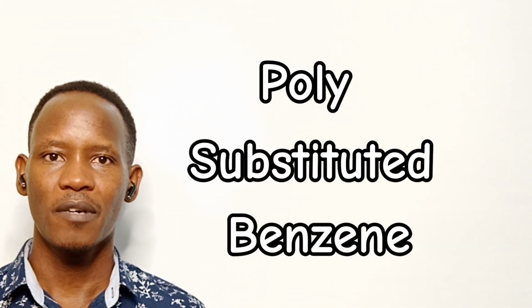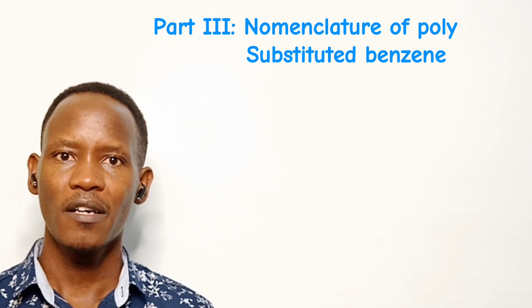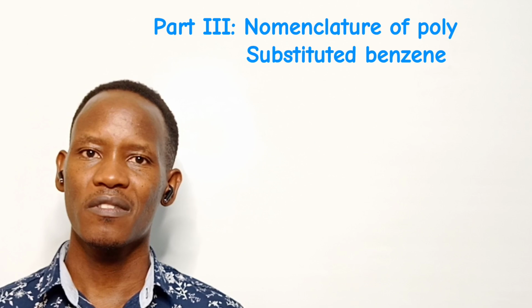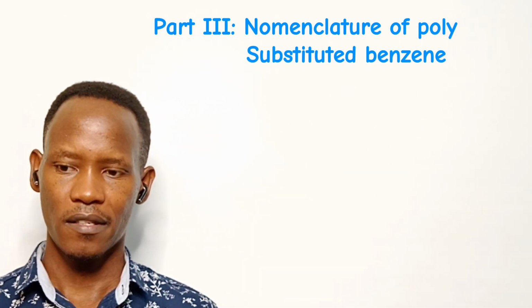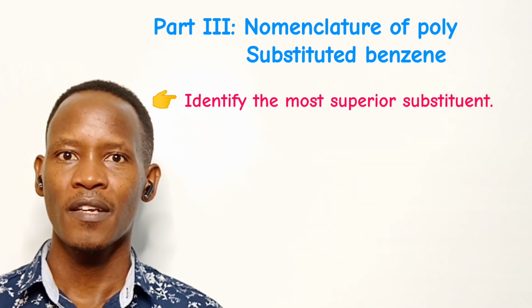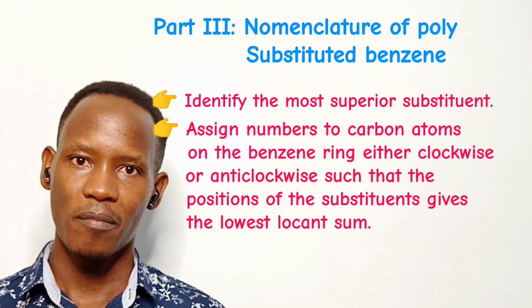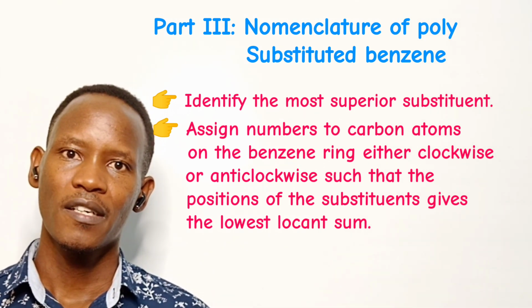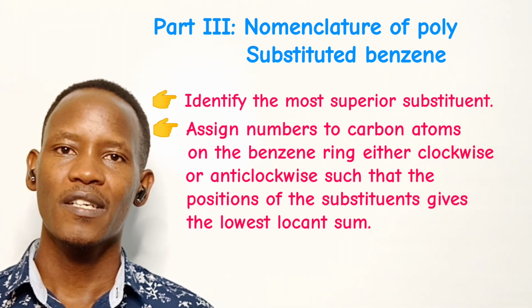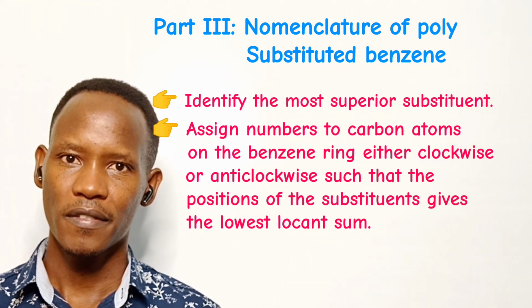So with this, we come to the end of the second part, and we therefore go to the last part, or part 3. In part 3, we shall be looking at how to name benzene that has more than 2 substituents. According to IUPAC, to name benzene that has more than 2 substituents, that means it can be 3, 4, 5, up to 6, first and foremost, we identify the high priority substituent. Remember our list of priority. So after identifying the priority substituent, we assign numbers to carbon atoms of the benzene ring in a clockwise or anti-clockwise direction, such that the other substituents give you the lowest locant sum. And after this, we are able to write the name of such a compound.